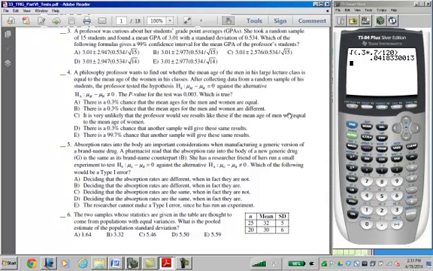C is correct. D, there's a 0.3 chance that another sample will give these same results. That has nothing to do with the definition of the p-value. E, there's a 99.7 chance. That's again nothing about the p-value.